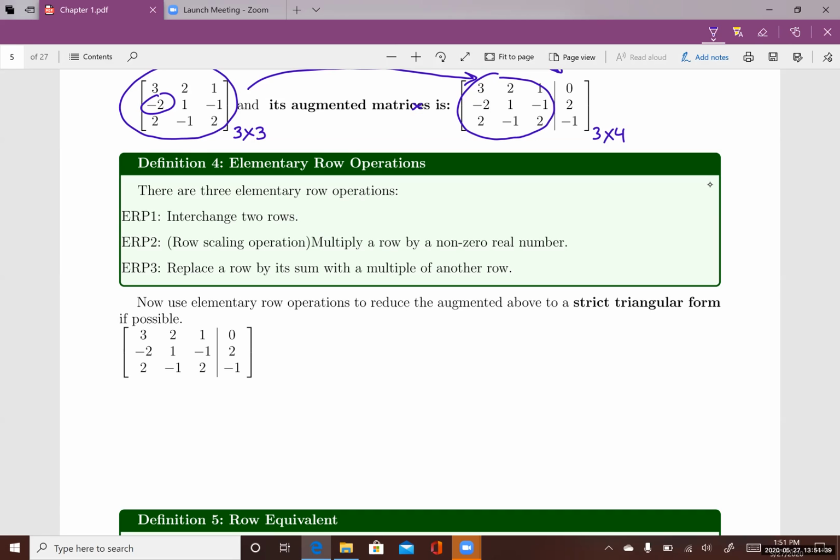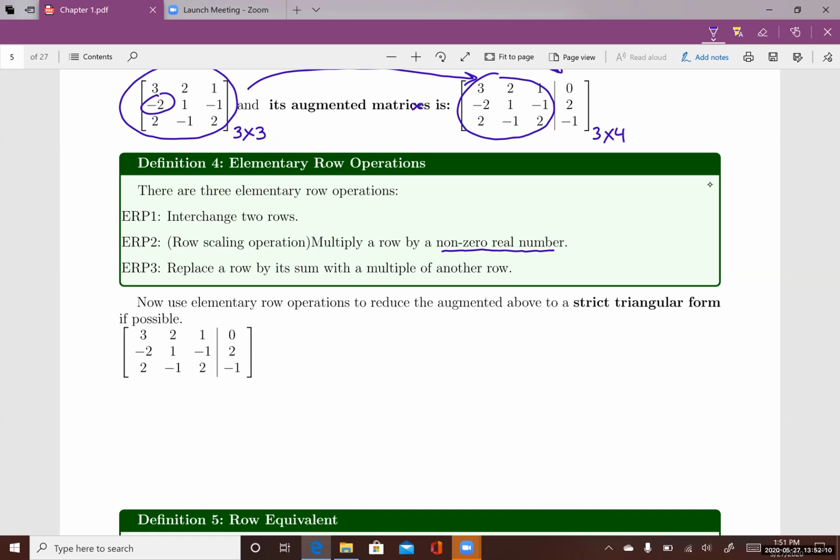The second elementary row operation is to multiply a row by a non-zero real number. To obtain a row equivalent matrix, you can pick one row and multiply that row by a non-zero real number. Sometimes people call it a row scaling operation.